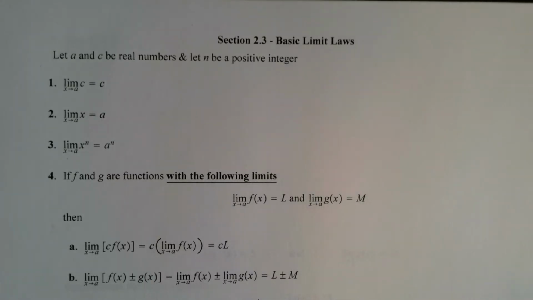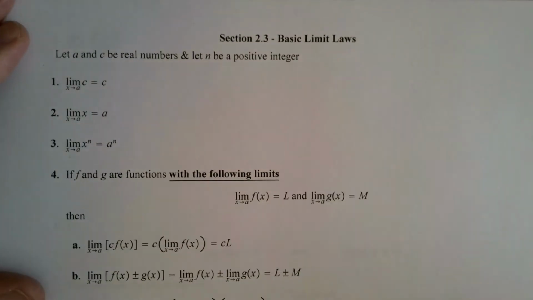We looked at that numerically, right? Just plugging in values close to a for x and seeing if the value of the function appeared to be getting closer and closer to some value. And then we looked at it graphically, just looking at the graph of the function. So now we want to transition and look at how we actually find the exact value of the limit. And we're going to be doing that algebraically.